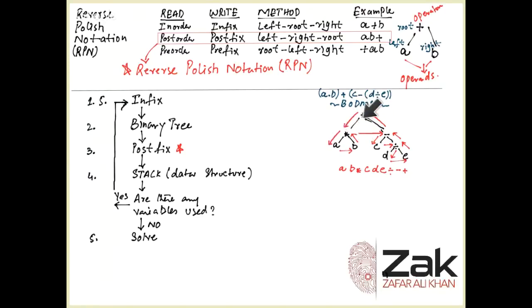So go with the border, never reach to the root. As soon as you have an end, note it down. So all the way left, whatever is solved on the left, then right, and then root. This is the left of this plus, so we go on the right, then C, then D, then E, divide, minus, plus.